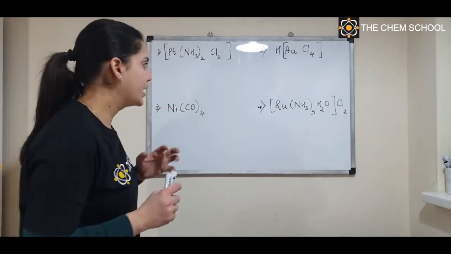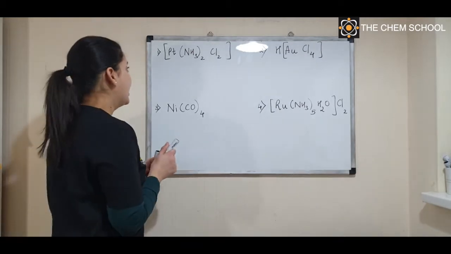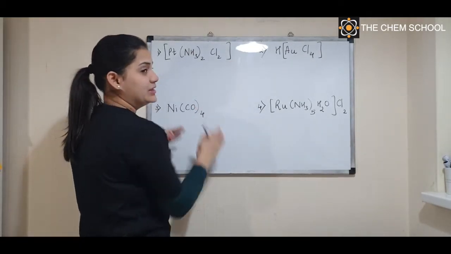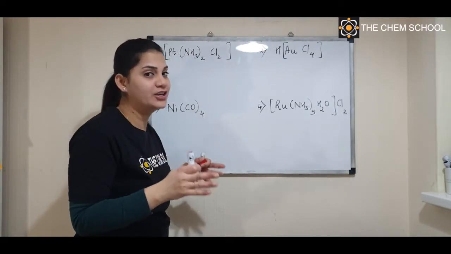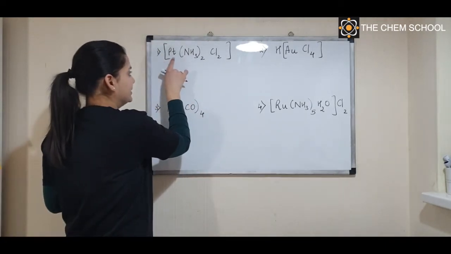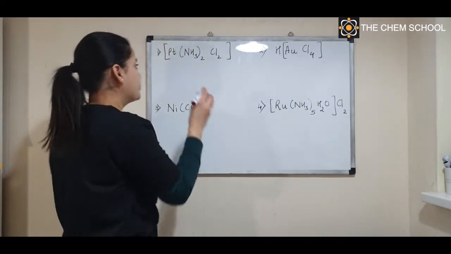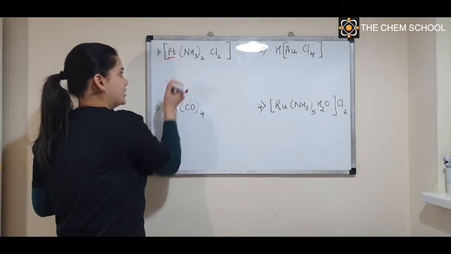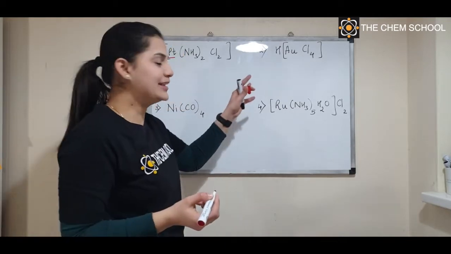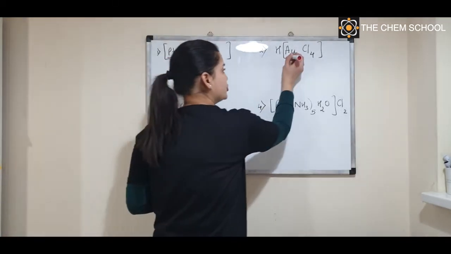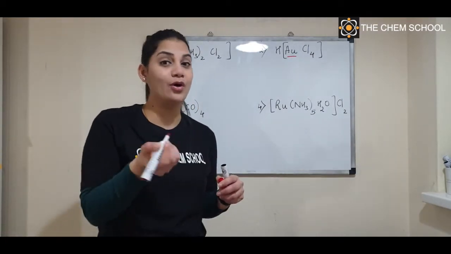Let's start. In these 4 examples, first let's find the central metal atom. If you remember, the square bracket indicates the coordination sphere, and in the coordination sphere the first metal that you see is your central metal atom or ion. In the square bracket here you can see platinum, so we have to calculate the oxidation number of platinum. In the next one, similarly, the first metal in the square bracket is Au, that is gold, so we have to calculate the oxidation number of gold.